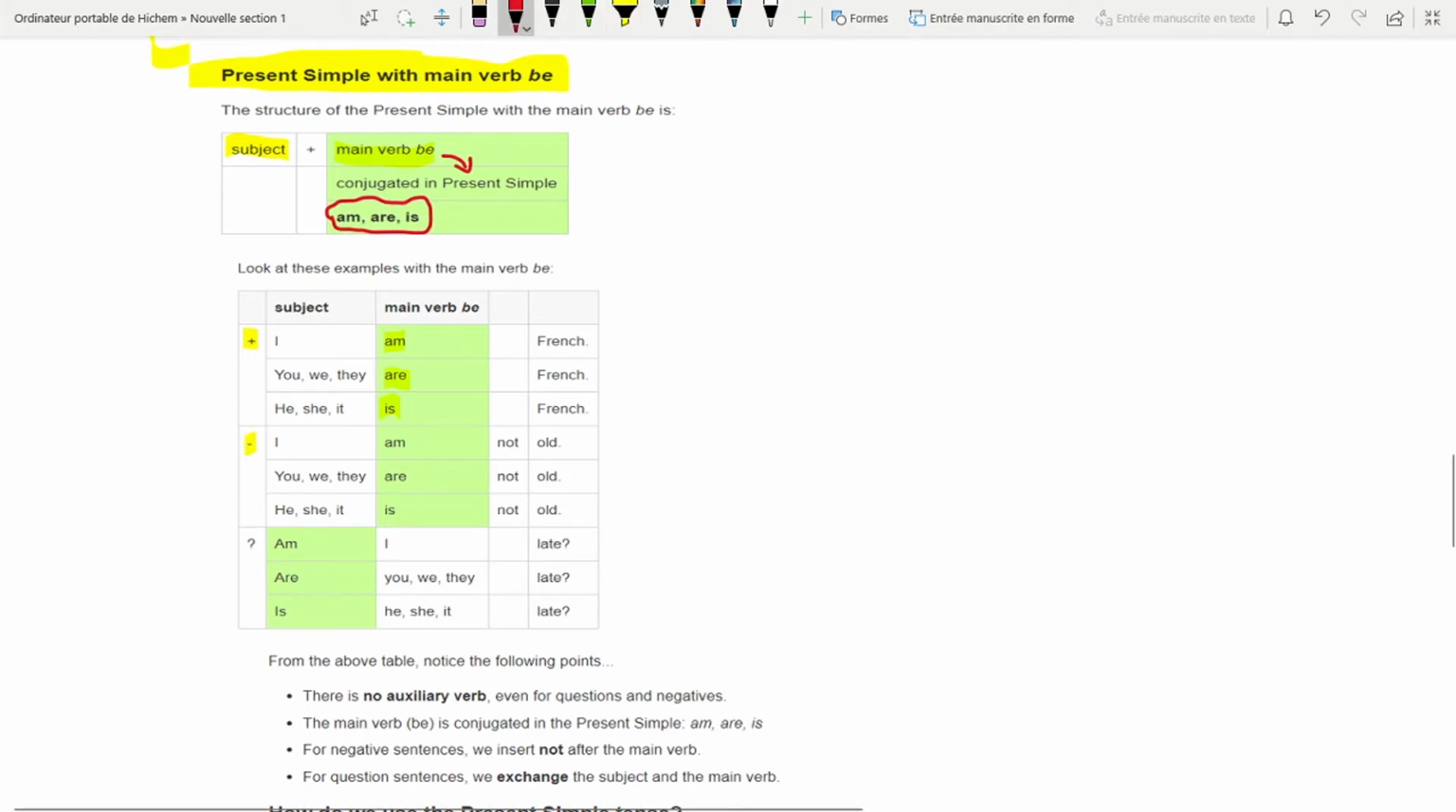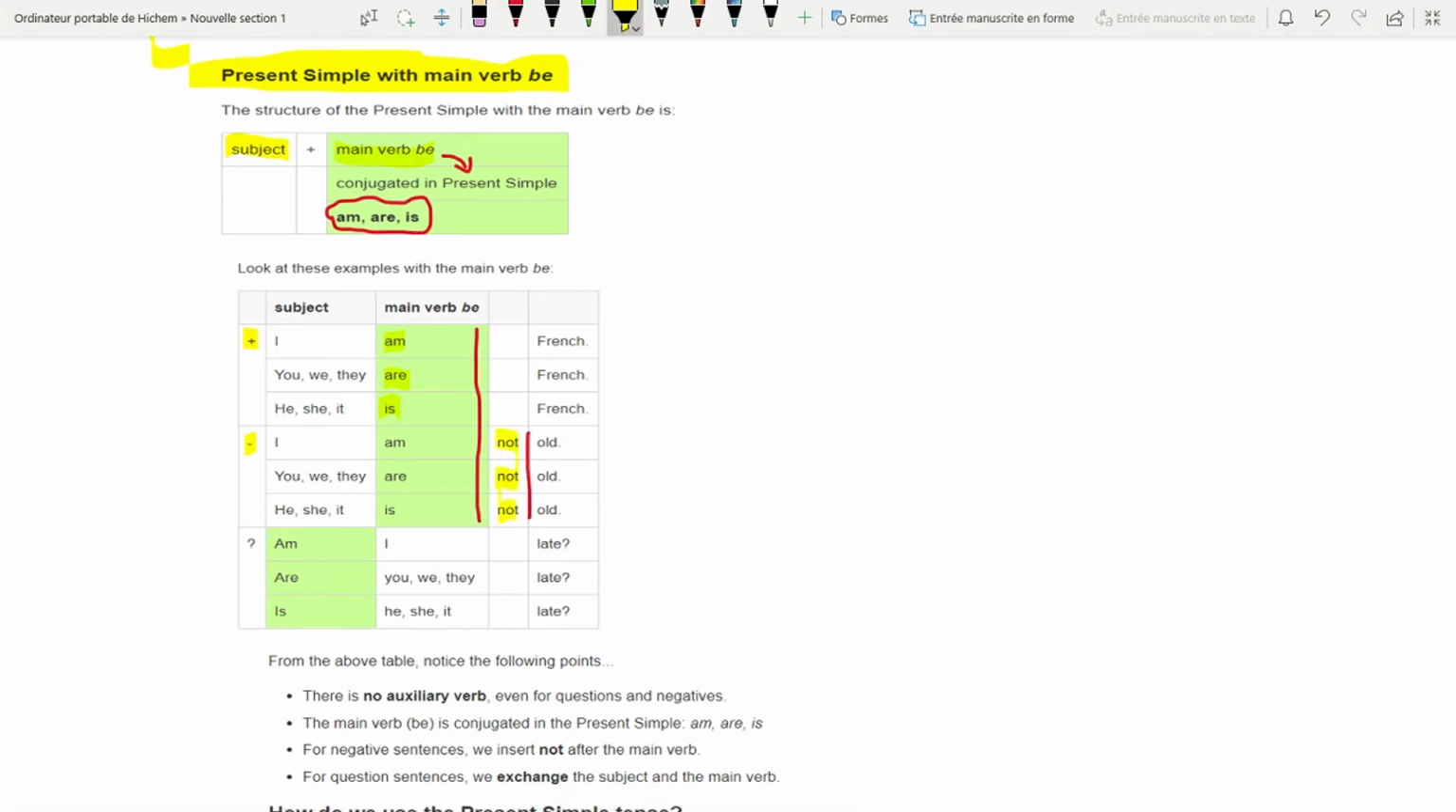Okay? Now, when it comes to the negative sentence, it's quite easy. We are going to take the same rule, you see, till now. It's the same, but between the rest of the sentence and the main verb be, we add not. You see?